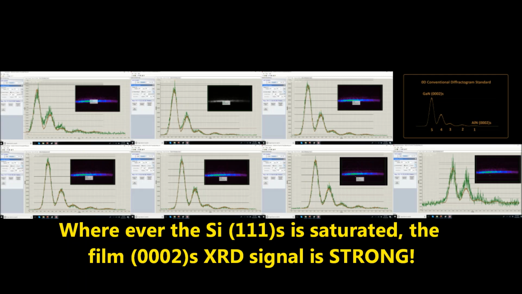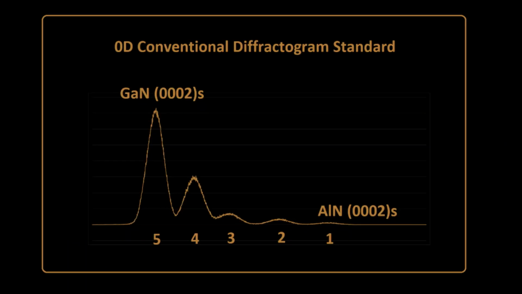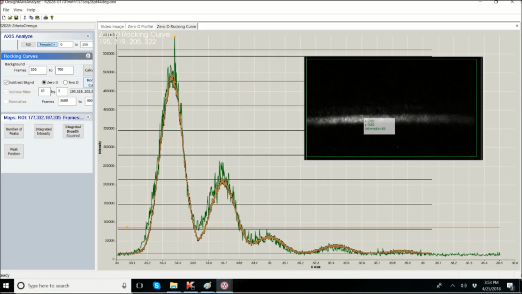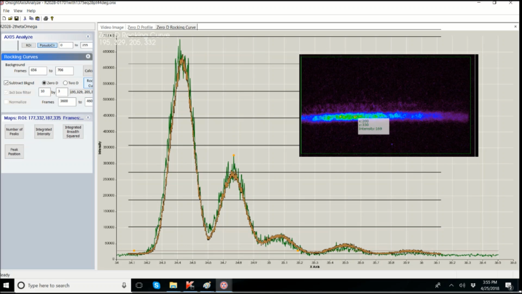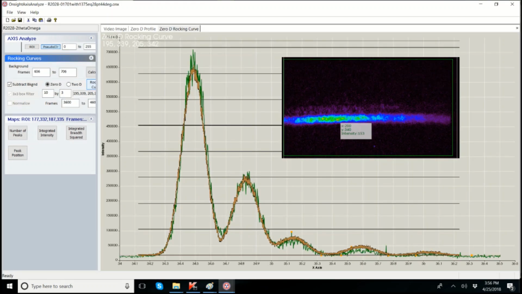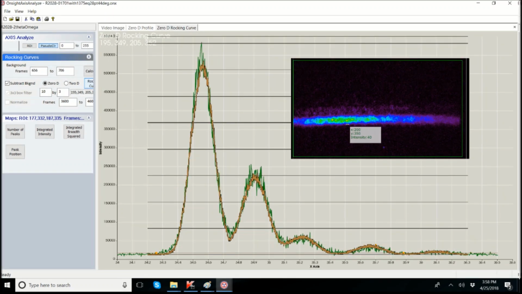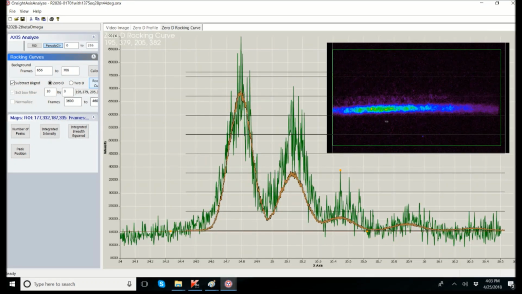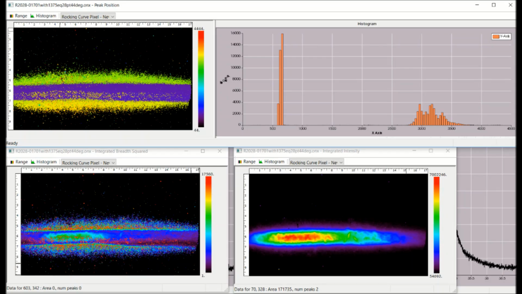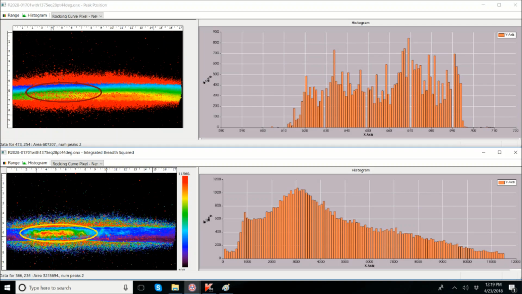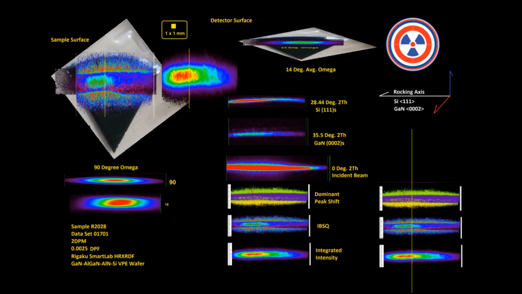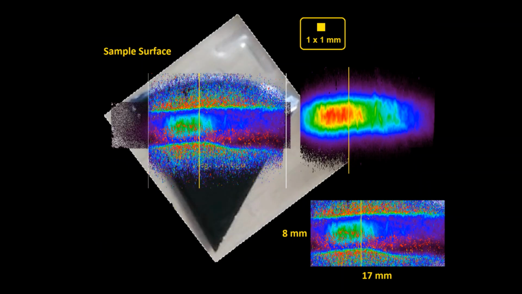A quick review of the region under the saturated pixels in the image shows a fairly good fit with our conventional 0D standard rocking curve profile and is indicative of uniform film thickness. Based on the geometry and optics used for this reflection, note that the sampling area on the wafer surface is approximately 17 millimeters horizontal by 10 millimeters plus vertical.